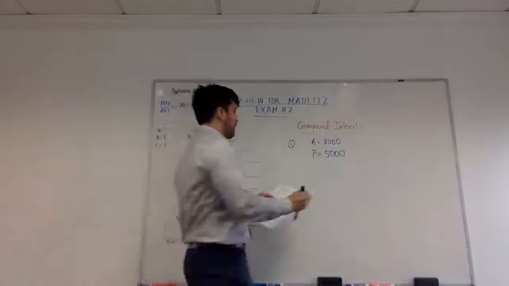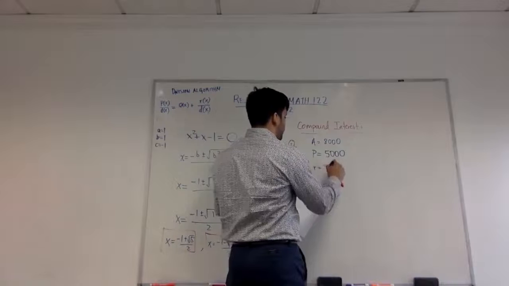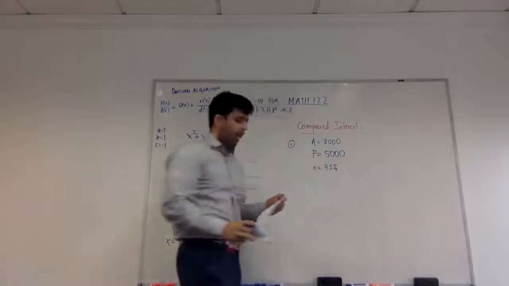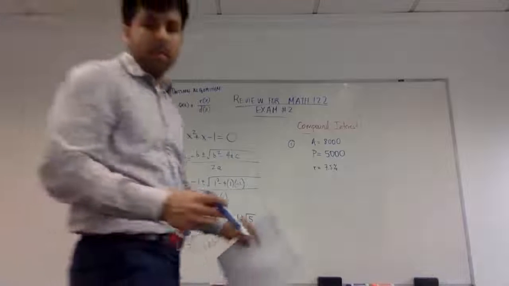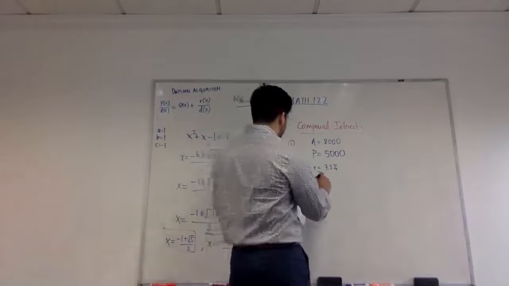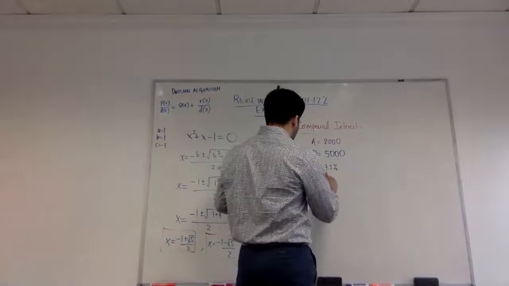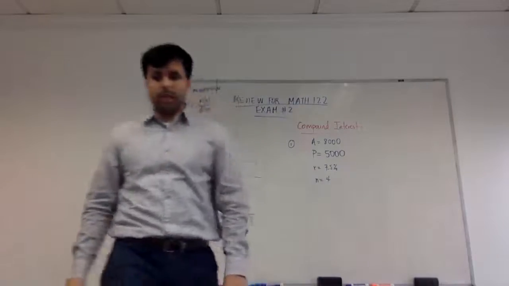And the interest rate is 7.5% per year, and it's compounded quarterly, which means that my n value is 4.